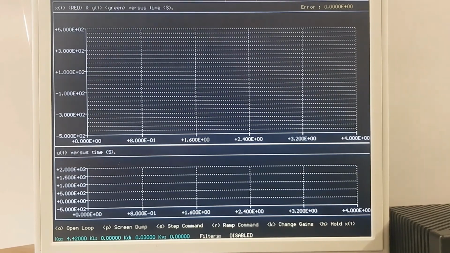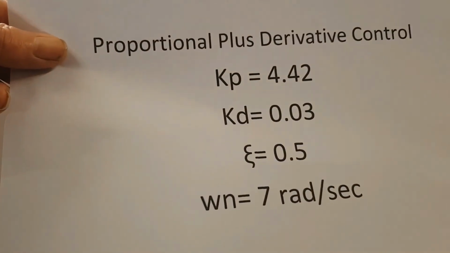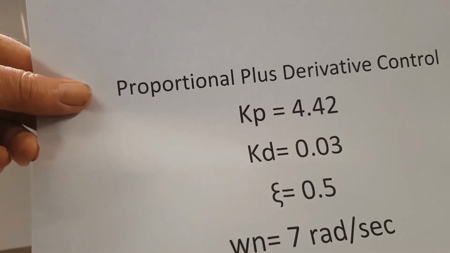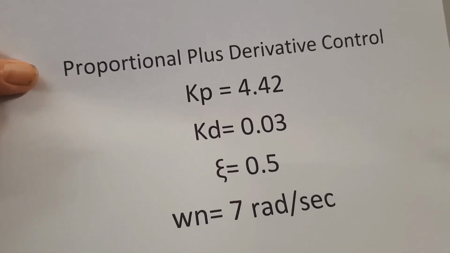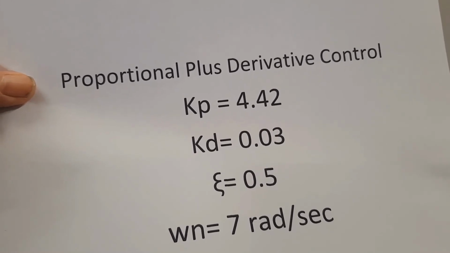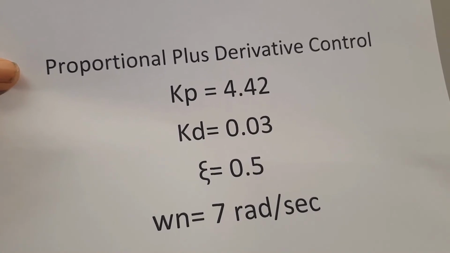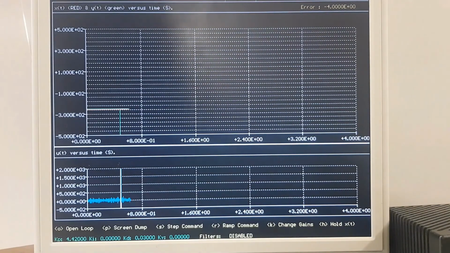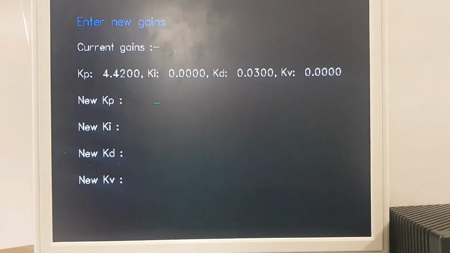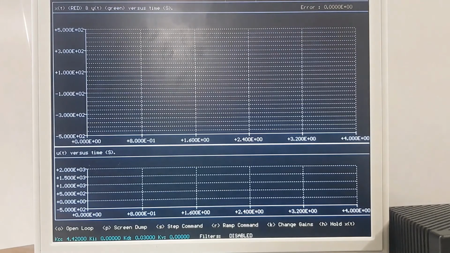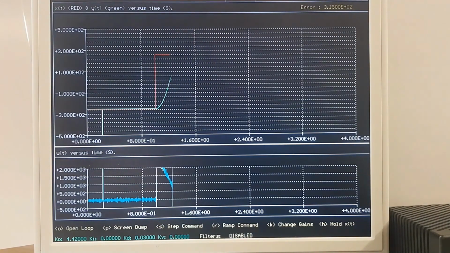Okay, in this test we're going to do proportional plus derivative control, and in this particular case Kp is 4.42, Kd 0.03, damping 0.5 and omega n 7 radians per second. It's going to be 4.42, 0, 0.03, and nothing for Kv. So this is the response here.